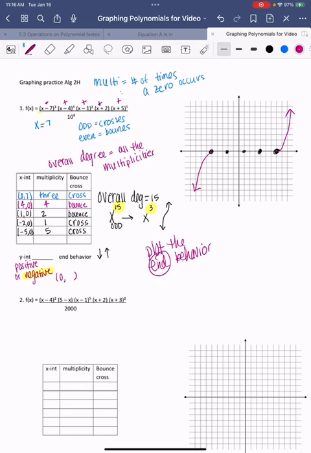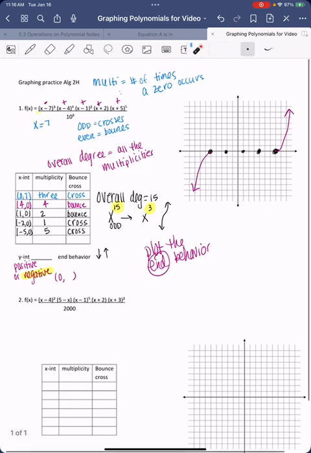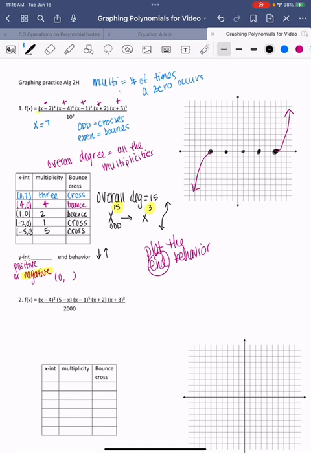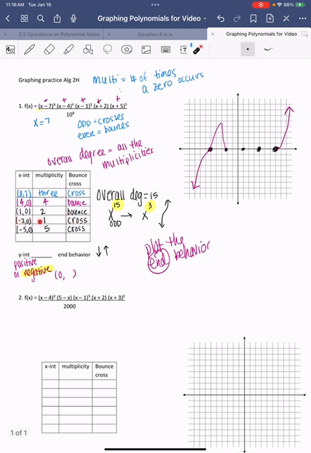And now from here, I'm going to graph my bouncing and crossing. So at negative 5, I cross. So I'm going to go from being below the x-axis, and I'm going to cross over and become above the x-axis. How far? Don't know, don't care. So I'm going to come up at some point, and I'm going to come back down. Now I'm going to look at the x-intercept at negative 2. Negative 2 says I cross over the x-axis. So I'm going to cross under the x-axis, which matches my y-intercept. My y-intercept is negative somewhere. I don't care where. It's just negative.